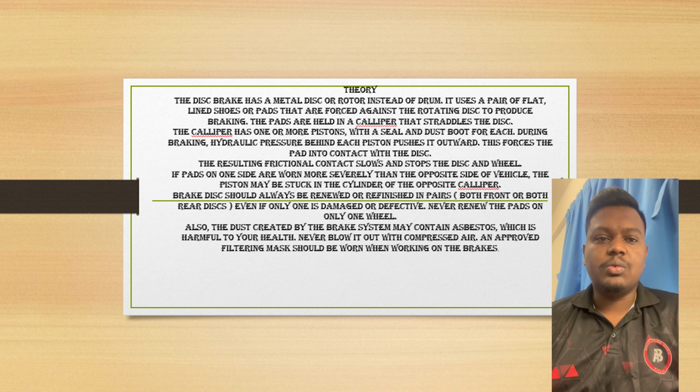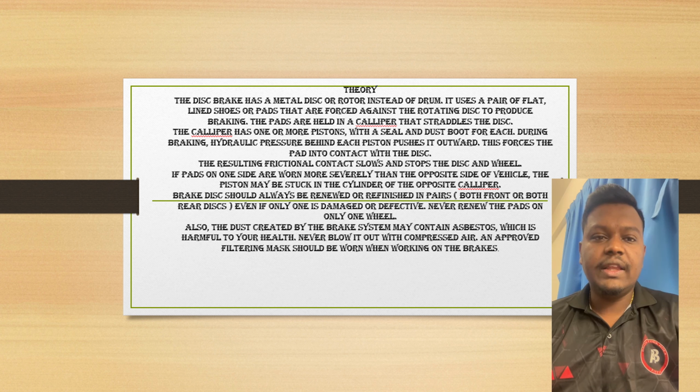The caliper has one or more pistons, with a seal and dust boot for each. During braking, hydraulic pressure behind each piston pushes it outwards. This forces the pad into contact with the disc. The resulting friction contact slows and stops the disc and wheels.